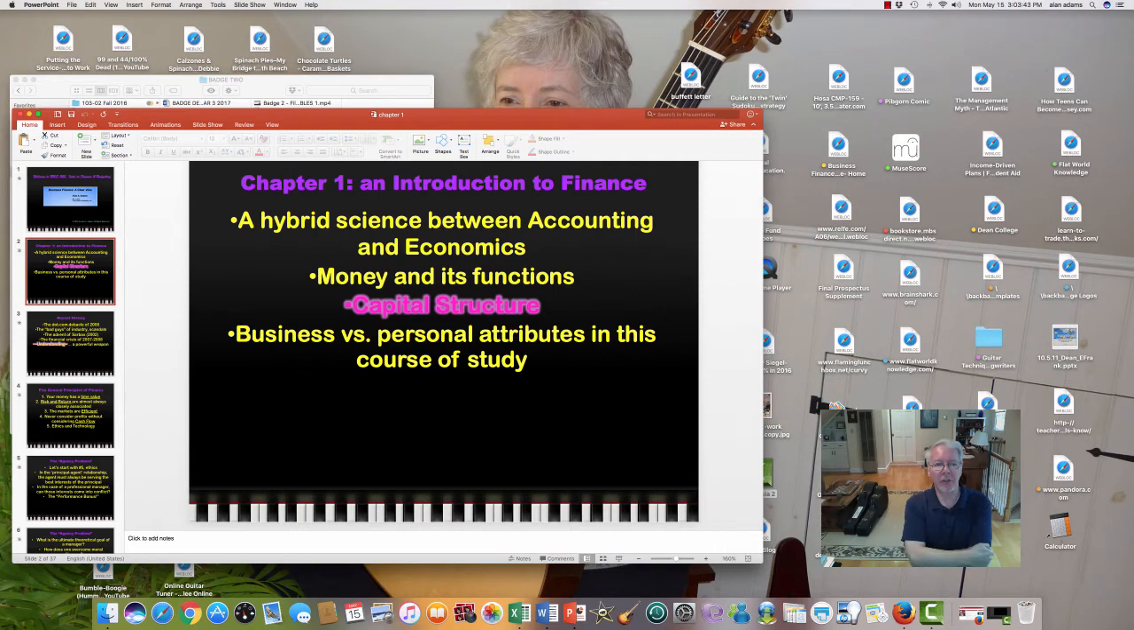We talk about things like capital structure, which I've highlighted on this slide, which simply means you have to know how to mix spending your own money versus other people's money, OPM. In other words, you can borrow or you can fund something yourself. A good financial manager knows how to do a combination of both.